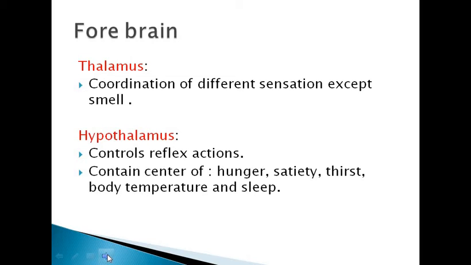What about the hypothalamus? The hypothalamus is also a part of the forebrain, and it controls reflex action. What's the meaning of reflex action? Reflex action means an action that doesn't need time to respond. The response is immediate, without feeling a translation in the brain for the meaning of this sensation.